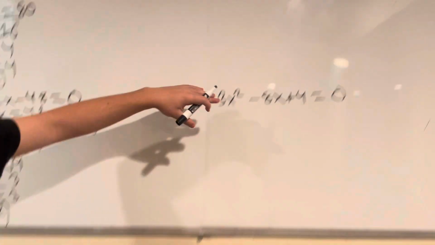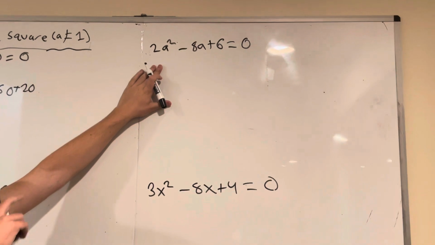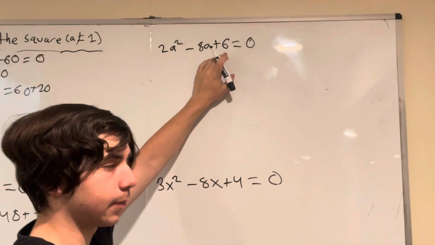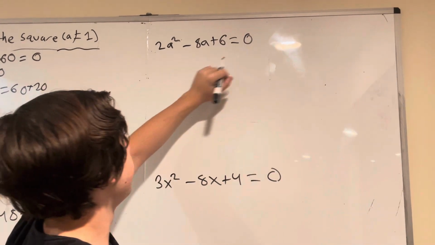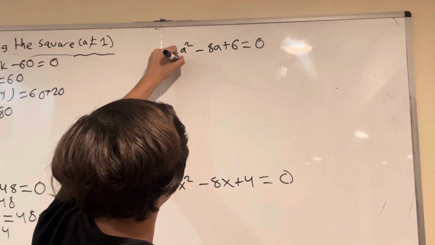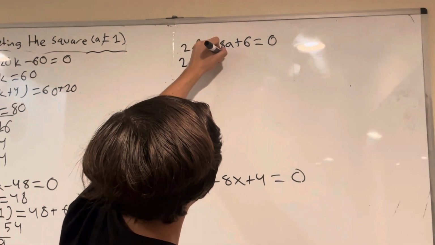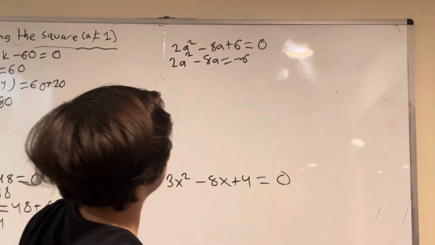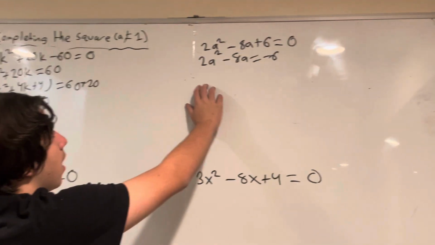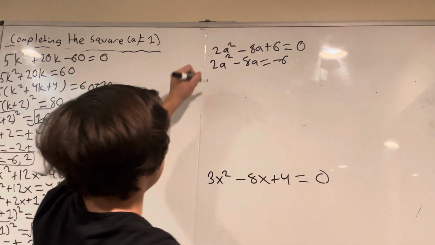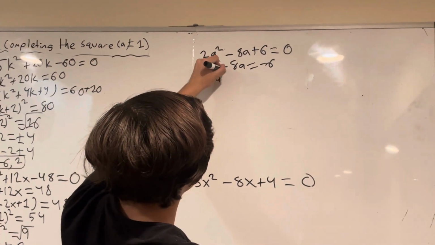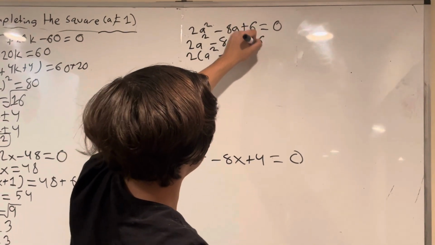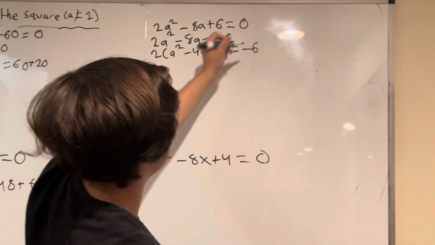Okay, next, 2a squared minus 8a plus 6 equals 0. First step, put our constant term on the other side of the equation. So I get 2a squared minus 8a is equal to negative 6. Alright, and then I factor these coefficients. I have 2 times a squared minus 4a. Leave space, equals negative 6.